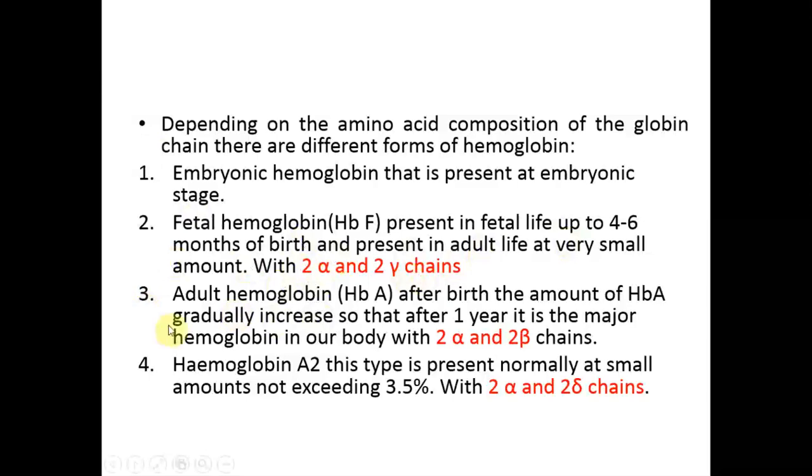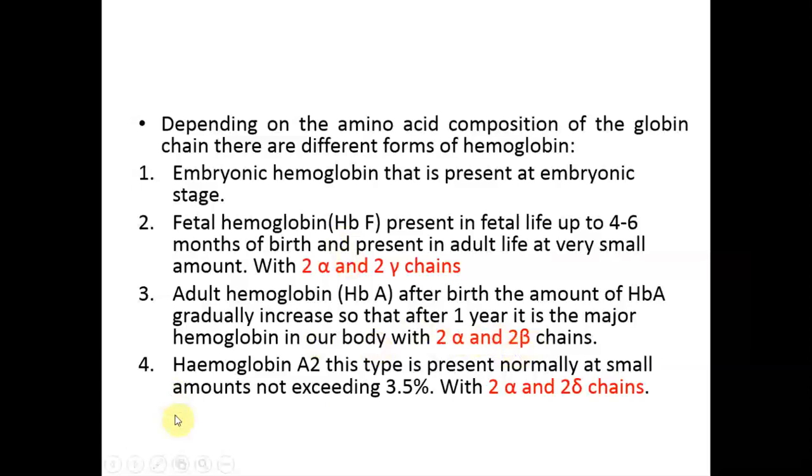The predominant type in adults in our body is what we call the adult hemoglobin, or hemoglobin A. هذا يكون موجود بكميات جدا قليلة after birth, but its production continues to increase gradually, so that after 1 year it becomes the major type of hemoglobin in our body. من ايش يتكون هذا؟ من 2 alpha and 2 beta chains. إذا عندي hemoglobin F 2 alpha 2 gamma, the adult hemoglobin 2 alpha and 2 beta chains.